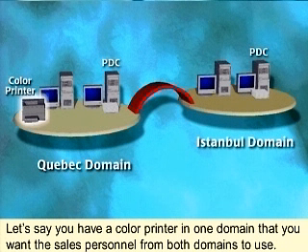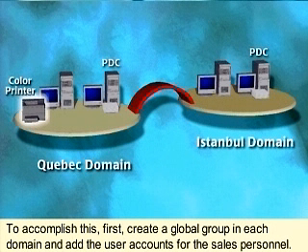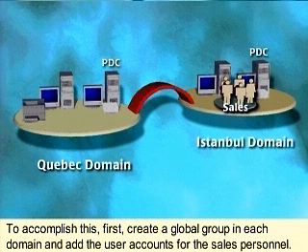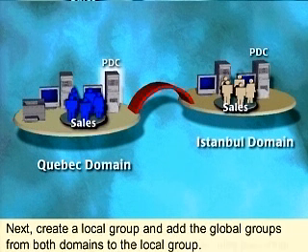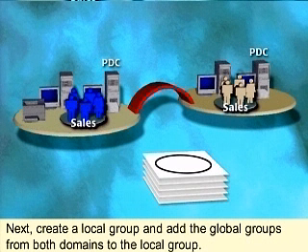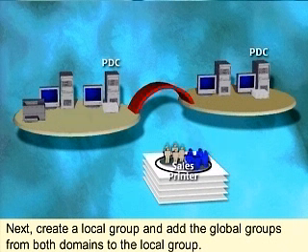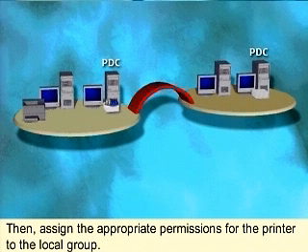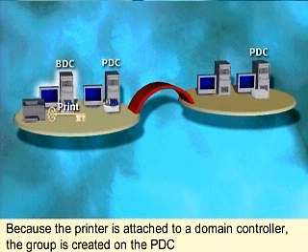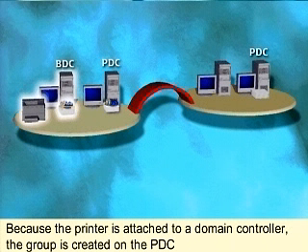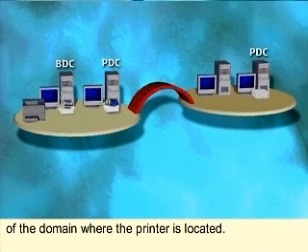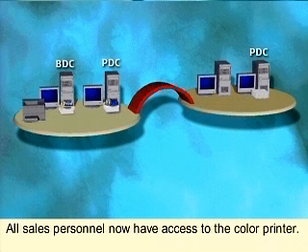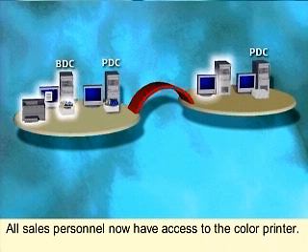Let's say you have a color printer in one domain that you want the sales personnel from both domains to use. To accomplish this, first create a global group in each domain and add the user accounts for the sales personnel. Next, create a local group and add the global groups from both domains to the local group. Then, assign the appropriate permissions for the printer to the local group. Because the printer is attached to a domain controller, the group is created on the PDC of the domain where the printer is located. All sales personnel now have access to the color printer.